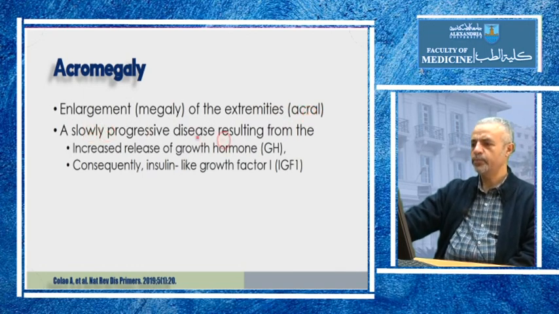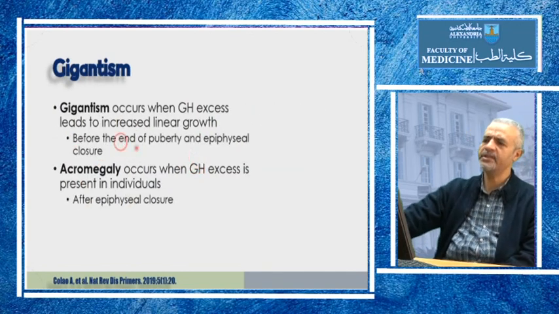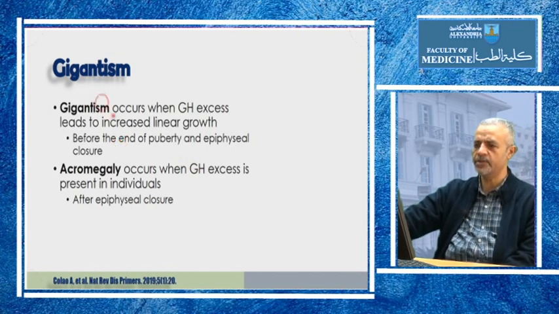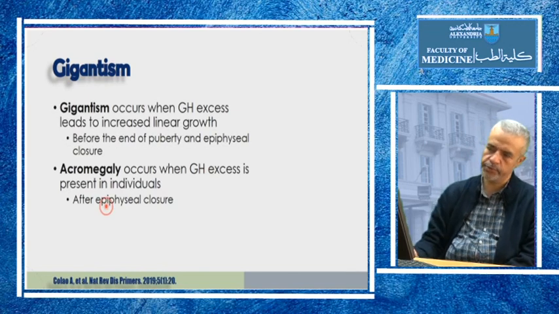Usually, this is a slowly progressive disease resulting from increased secretion of growth hormone, which consequently leads to increased release of IGF-1. We have two clinical syndromes of growth hormone excess. The first is gigantism, which occurs when growth hormone excess occurs before epiphyseal closure, and the second is acromegaly, which occurs when growth hormone excess occurs after epiphyseal closure.